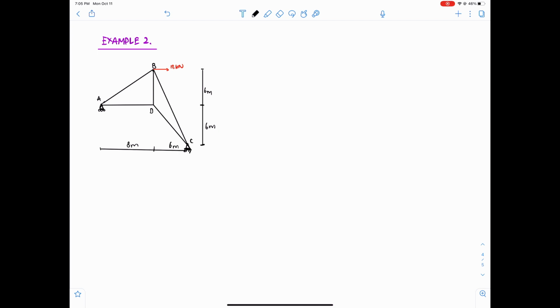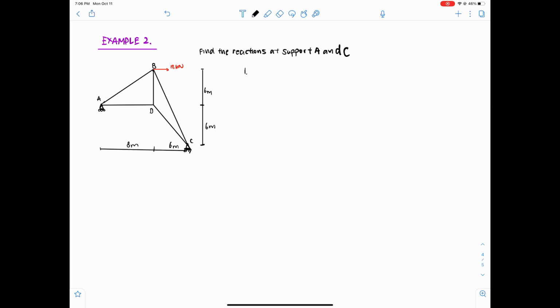All right, so of course the question is just to find the reactions at support A and C, okay? And that's what we're just going to work through. So how exactly do we approach this problem? Well, it's exactly the same as the previous problem, all right?